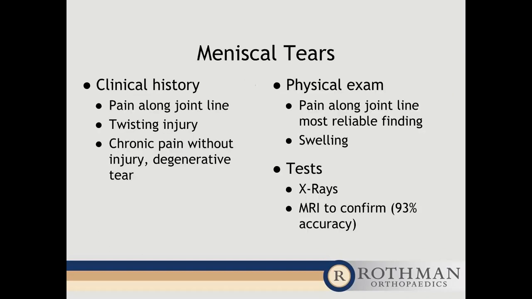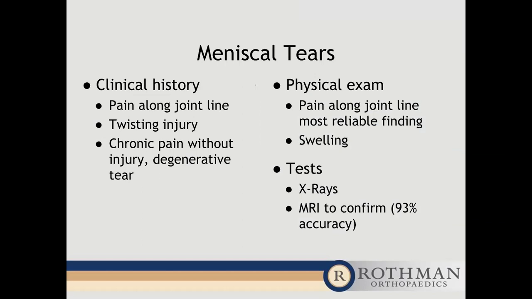So the clinical examination uses pain along the joint line between the tibia and the femur. There can be an associated twisting injury, or there can be chronic pain without an injury, such as degenerative tears. And again, pain over the medial joint line and swelling are the most common findings.